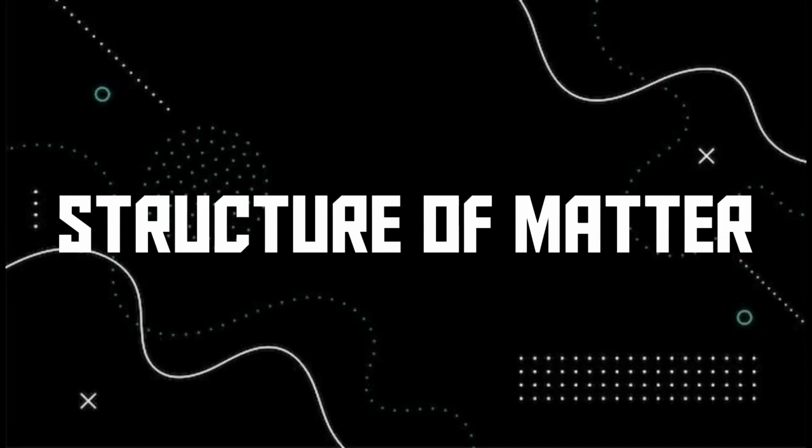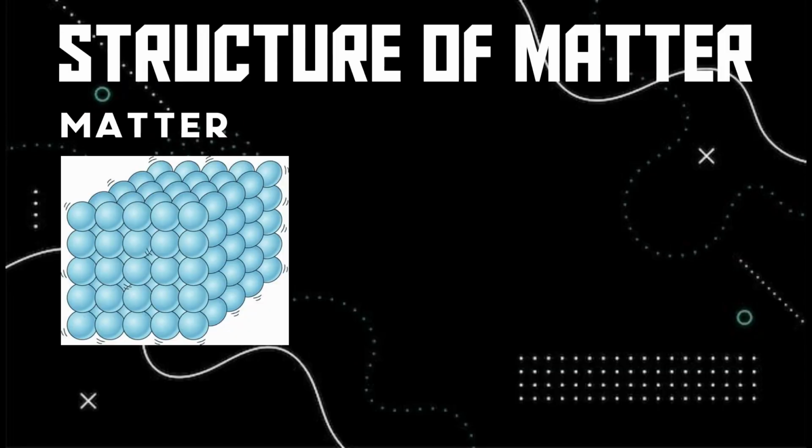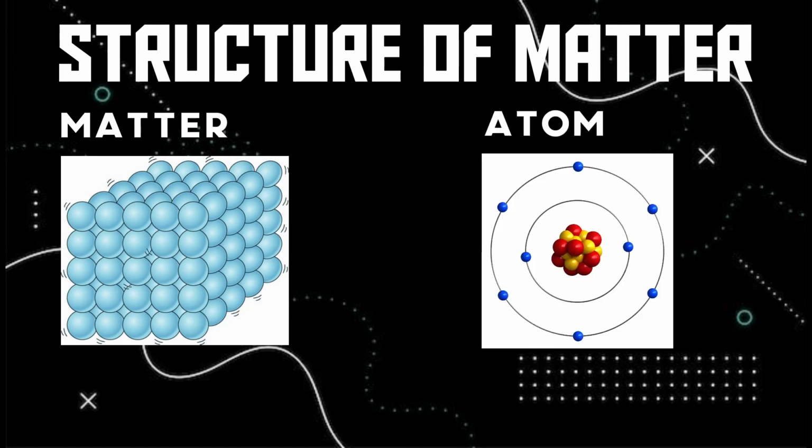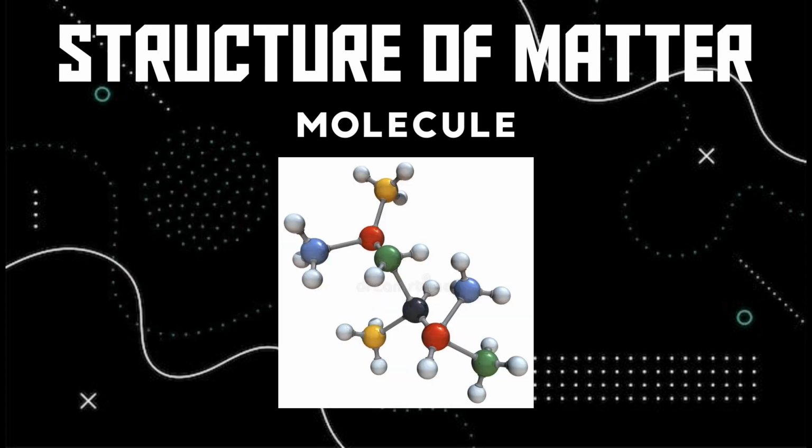Next, structure of matter. Matter is anything that occupies space and has mass. Atom is the smallest particle of an element that is capable of independent existence. Molecule is the smallest particle of matter, an element or a compound, that is capable of free existence.